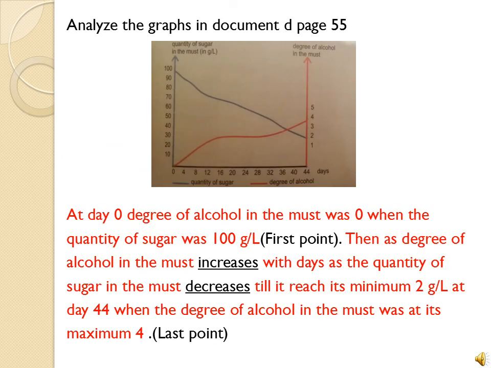Now please, I want you to open your books to page 55 and let's see together document D. In this document there are two graphs. The red one represents the degree of alcohol and the blue one represents the quantity of sugar. The question is asking us to analyze the graphs in document D.